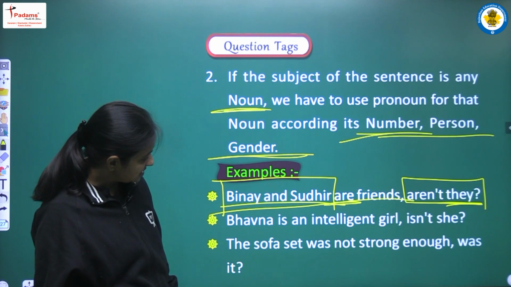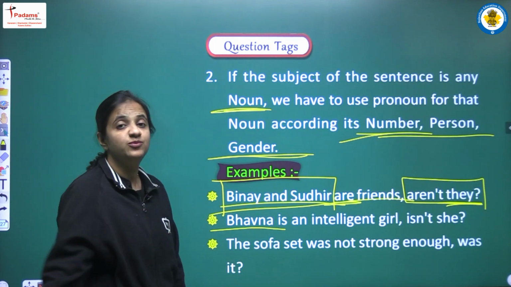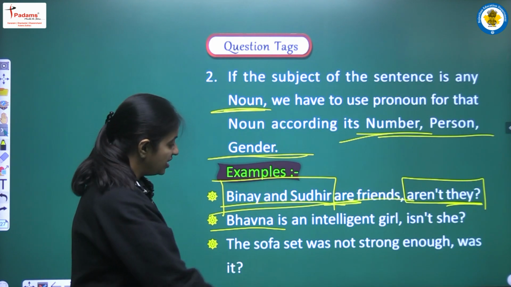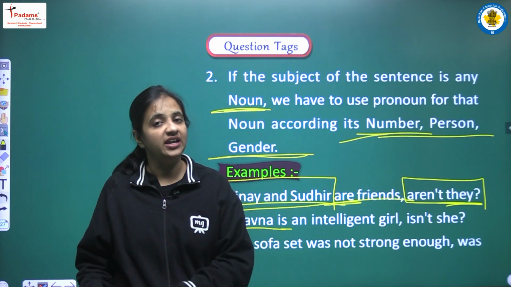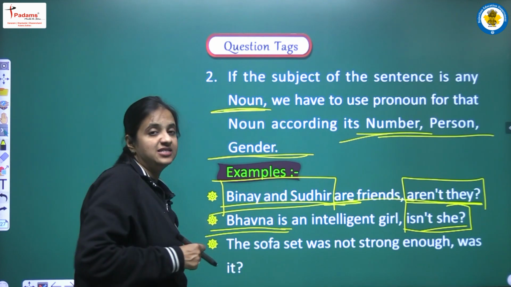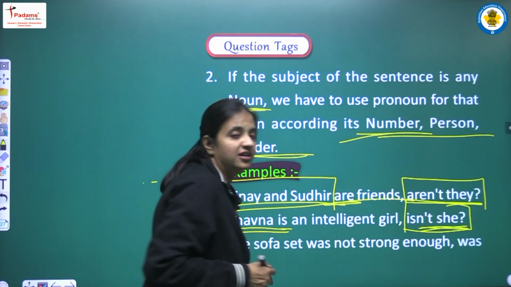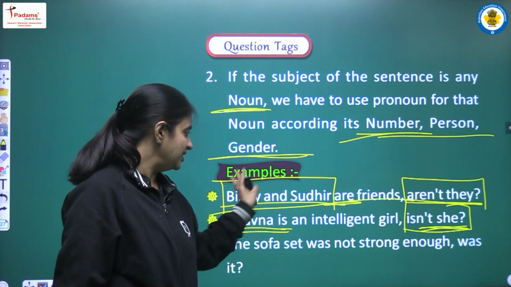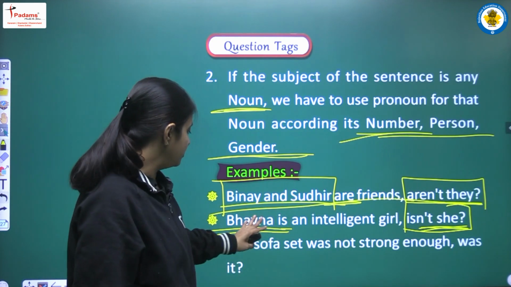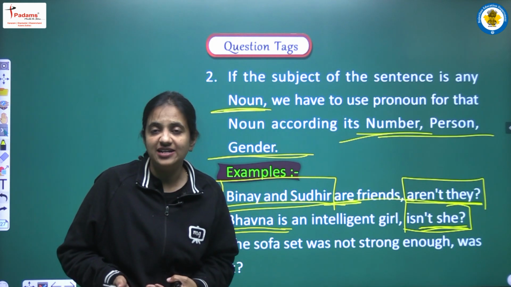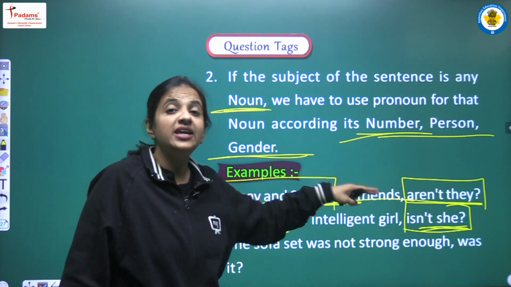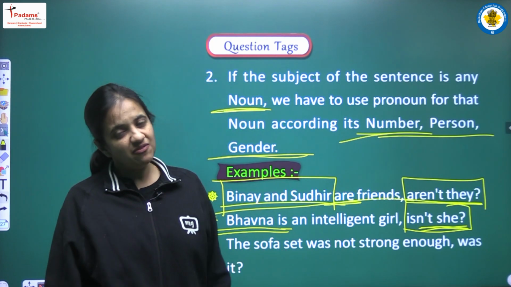Second sentence, Bhavna is an intelligent girl. In this sentence, what is the subject? The subject is Bhavna. It's a positive sentence, so we have to make a negative tag here. We have is, so we write is plus not in short form, that is isn't. After isn't, we have to write one pronoun. For Bhavna, that is a feminine noun, we use she here. So our tag is isn't she. And the complete sentence will be Bhavna is an intelligent girl, isn't she? Right? And now suppose in place of Bhavna we have Bhupesh. That's a masculine noun. So if we have Bhupesh is an intelligent boy, then the question tag will be isn't he?